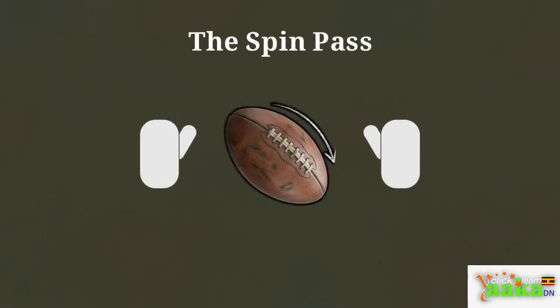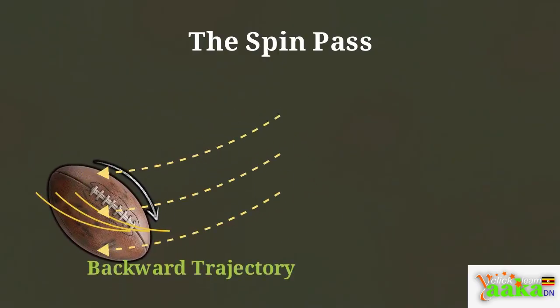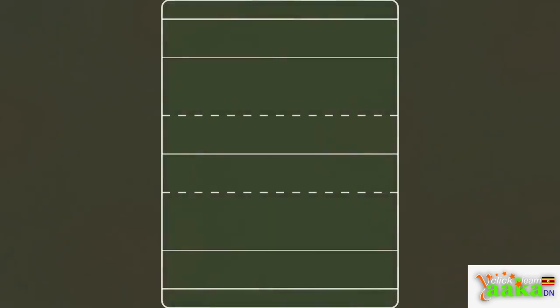To execute this, use the spin pass. Grip the ball with both hands and use your dominant hand to flick it behind you, ensuring it travels backward to your teammate. Every movement is a fight for territory across the gain line. This is the imaginary line across the pitch where the two teams meet. Crossing this line means your team has successfully won ground.